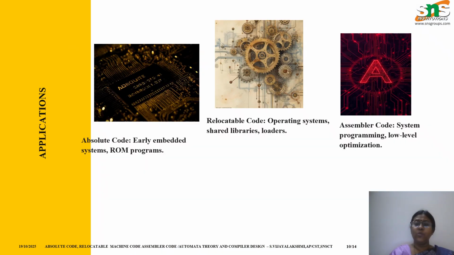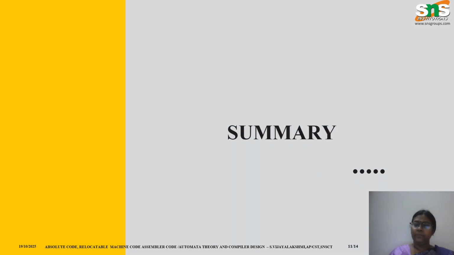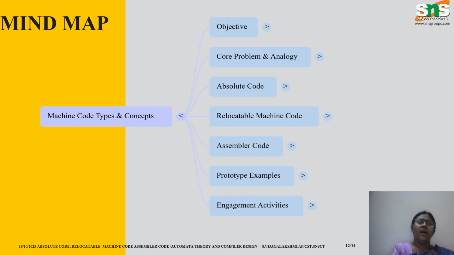And then the applications. Absolute code is used in embedded systems and ROM programs. Relocatable code is used in operating systems and shared libraries. Assembler code is used for system programming. Then summary: absolute code is fixed and rigid code, relocatable code is flexible and adaptable code, and assembler code is a bridge between machine and humans.